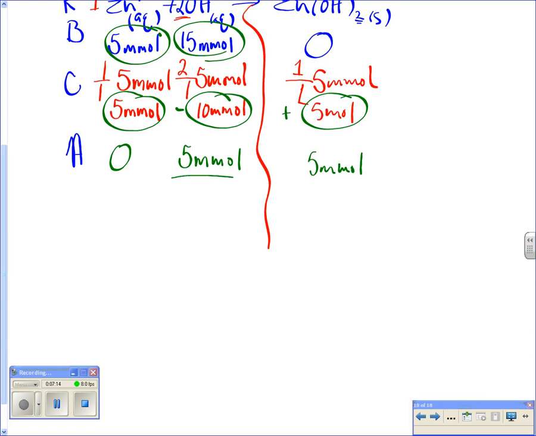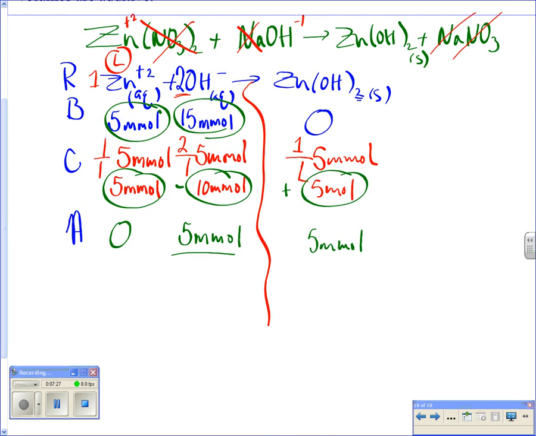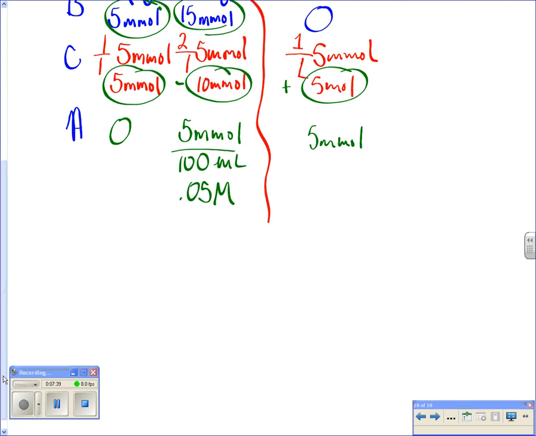So if I know I have 5 millimoles, what is this all floating in? Well, there's 50 milliliters, if we remember, of the zinc nitrate, and there's 50 milliliters of the NaOH, so this is all floating in 100 milliliters. So what is my molarity? So 5 divided by 100, very simple math here, move the decimal over 2, I have 0.05 molarity. So what now? Well, now we're ready to do a KSP problem. So we just did a limiting reactant. Those tricky people making us do a limiting reactant inside a KSP problem.